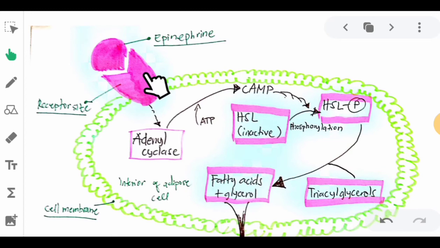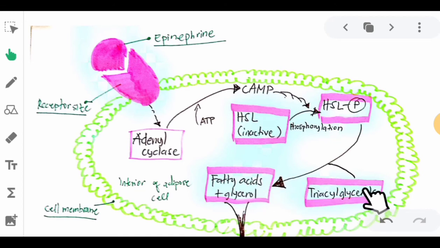When that happens, it will trigger the adenyl cyclase, and it will stimulate the production of cyclic adenosine monophosphate from ATP inside. The cyclic adenosine monophosphate will stimulate the enzymatic reaction, and it will activate the inactive form of hormone-sensitive lipase. Through phosphorylation, that is, the addition of phosphate to the hormone-sensitive lipase, you will have now the active form, which is the hormone-sensitive lipase phosphate, and this will cleave the triacylglycerol into fatty acids and glycerol.